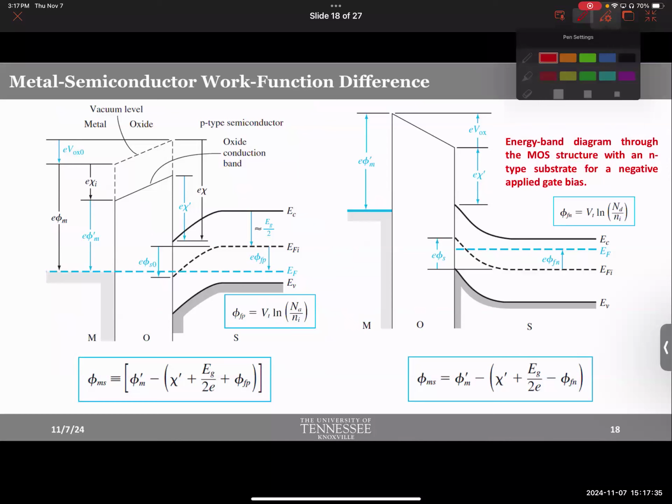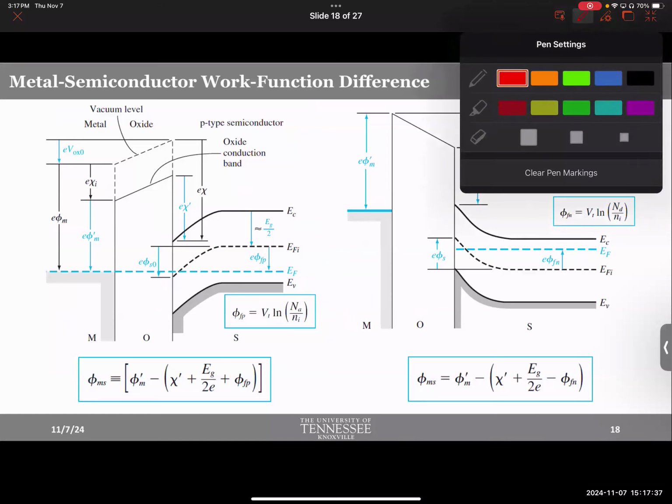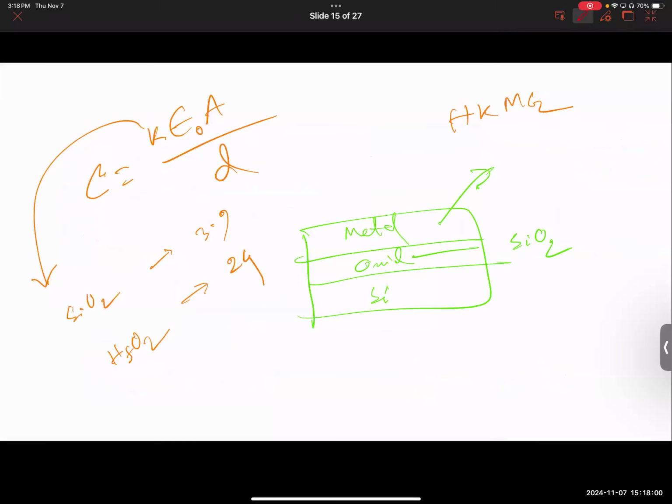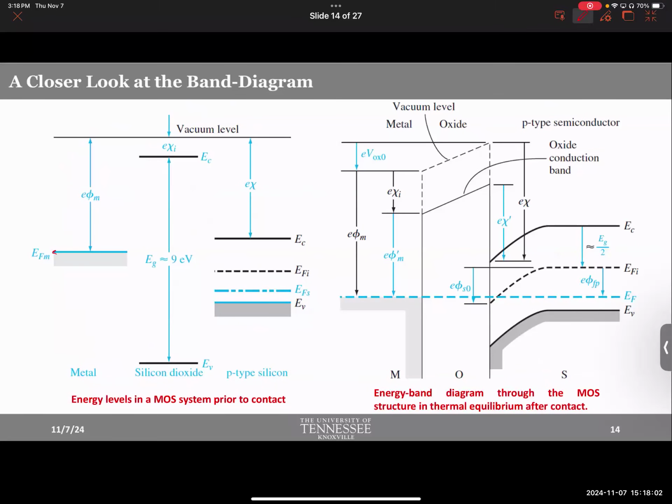But not here. For example, in most cases, a prime often represents per unit area, for capacitance, for example. But this is different. Notice, we had a phi m before, and now we have a phi m prime, which is like an effective phi m. This is the real phi m, the phi m that you get out of, say, chemistry charts.